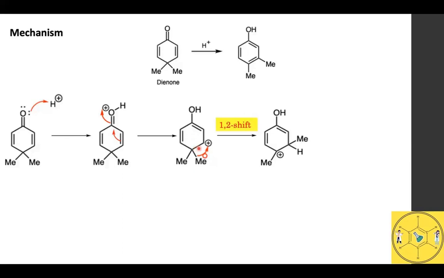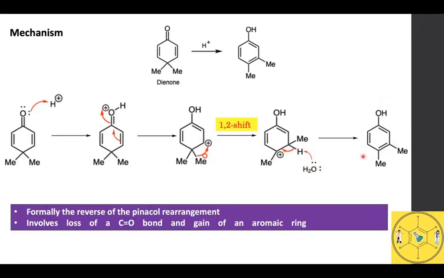Now look closely: this one is a secondary carbocation, and this one is a tertiary carbocation. Then follows removal of H plus ion by the help of a water molecule present in the reaction medium, which generates the corresponding phenolic compound. This reaction can be considered the reverse of the pinacol rearrangement, since in that reaction alcohol compounds are converted into ketones, but in the dienone-phenol rearrangement, ketones are converted into alcohols, that means phenolic compounds.